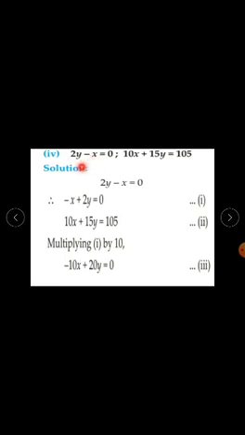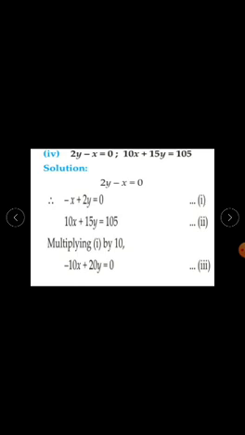So we want the x term first and the second term is your y. So 2y minus x equal to 0. Therefore minus x plus 2y, rearranging terms. Minus x plus 2y equal to 0, and this is your equation 1. And your second equation is 10x plus 15y equal to 105, and this is your equation 2.